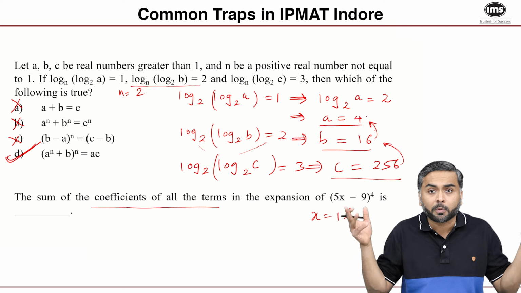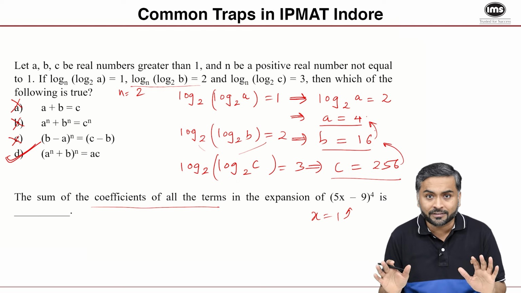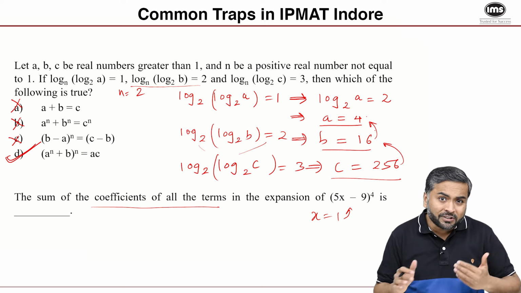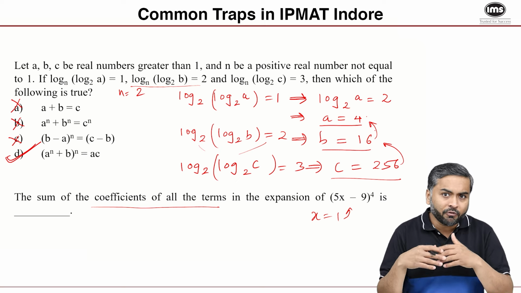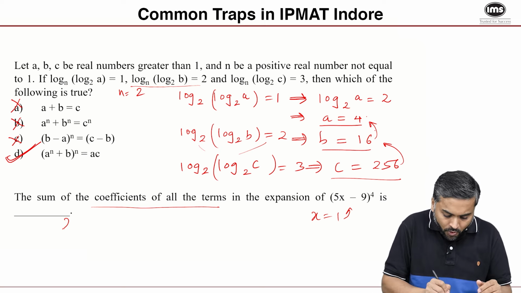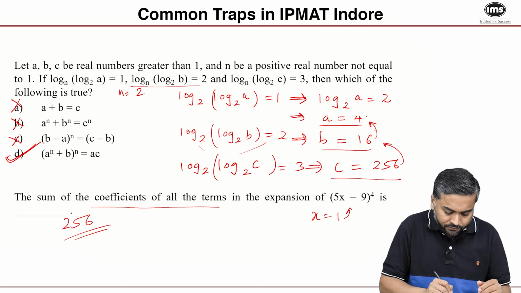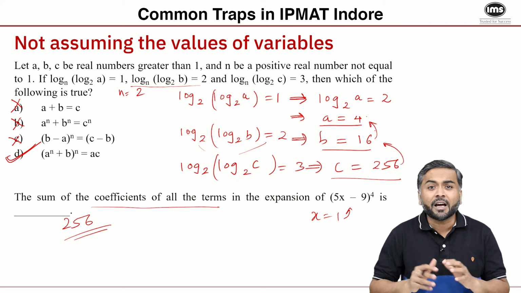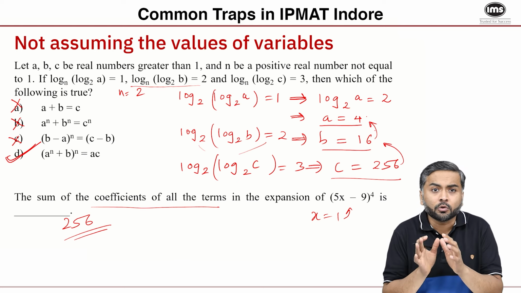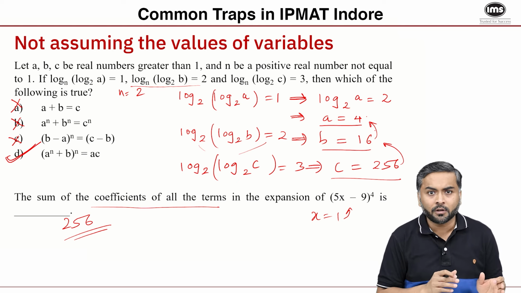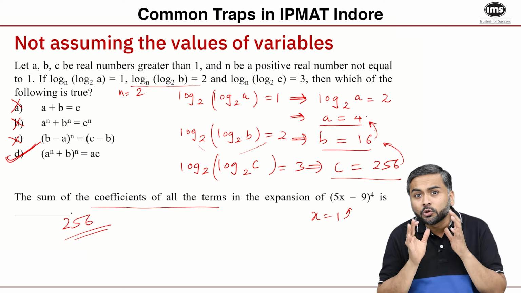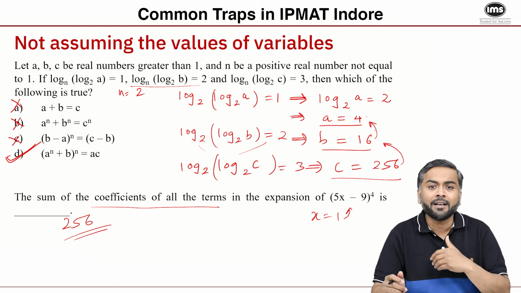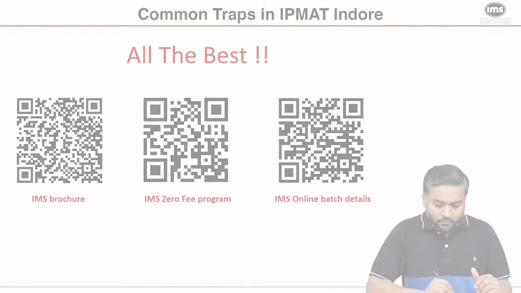Otherwise, probably you keep on expanding and even 3 minutes will be less. So 5 into 1 is 5 minus 9 is minus 4 raised to an even number will be 4 raised to 4. That is 256. That's my answer. So not assuming values of the variable is another mistake that a lot of students make in the actual exam. So you need to make sure that you assume the right values for the variable and solve the question.